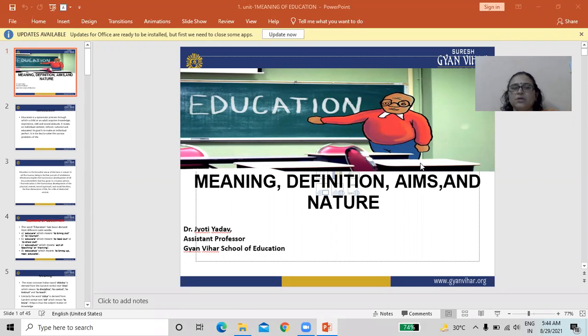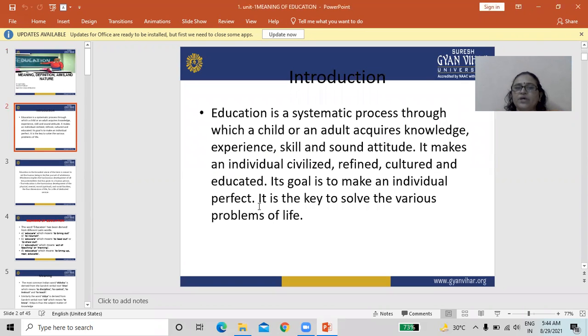Today we will discuss meaning, definition, aims, and nature of education. Introduction of education. Education is a systematic process through which a child or an adult acquires knowledge, experiences, skills, and sound attitude. It makes an individual civilized, refined, cultured, and educated. Its goal is to make an individual perfect. It is the key to solve the various problems of life.